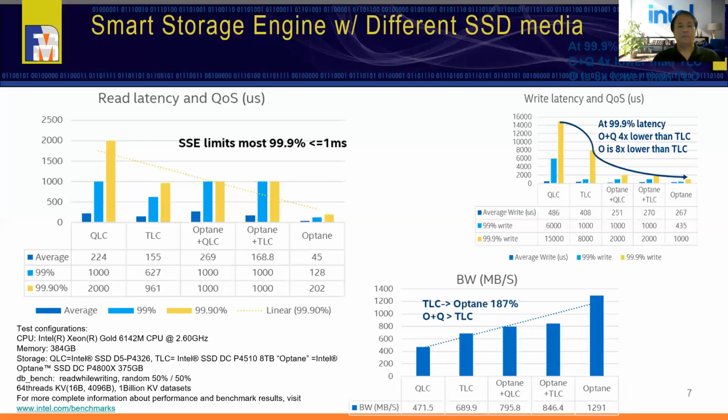For example, in this example, we use 375 gig Optane plus 8 terabyte QLC versus 8 terabyte TLC. The Optane plus QLC cost is very close to TLC, but we got better performance on the bandwidth, read-write latency, and QoS. So that helps a lot for the two things people want to do, especially CSP customers. They want to improve the performance. They want to reduce the cost.